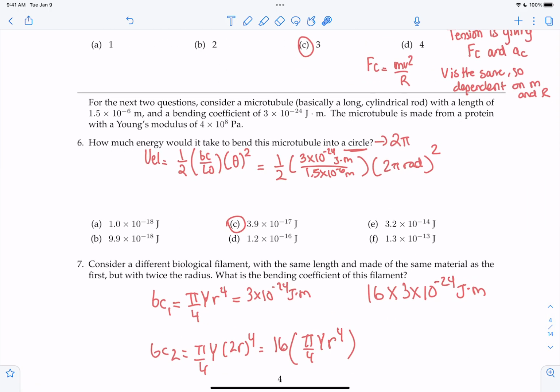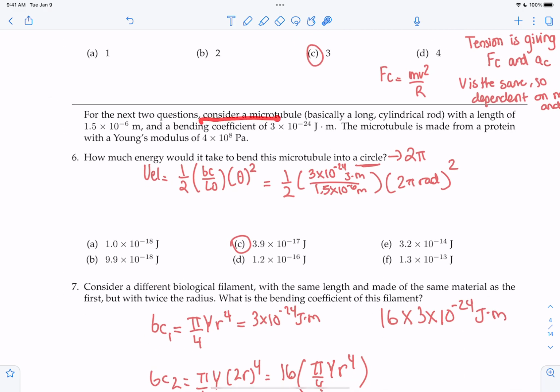So, number 6 is how much energy would it take to bend this microtubule into a circle? For energy of bending, right, energy of bending is referring to our elastic potential energy. It says here, consider a microtubule, basically a long cylindrical rod, with a length of 1.5 times 10 to the negative 6 meters. So our length, L0, is 1.5 times 10 to the negative 6 meters. Our bending coefficient, BC, is 3 times 10 to the negative 24 joule meters, right? And then Young's modulus is 4 times 10 to the 8th pascals.